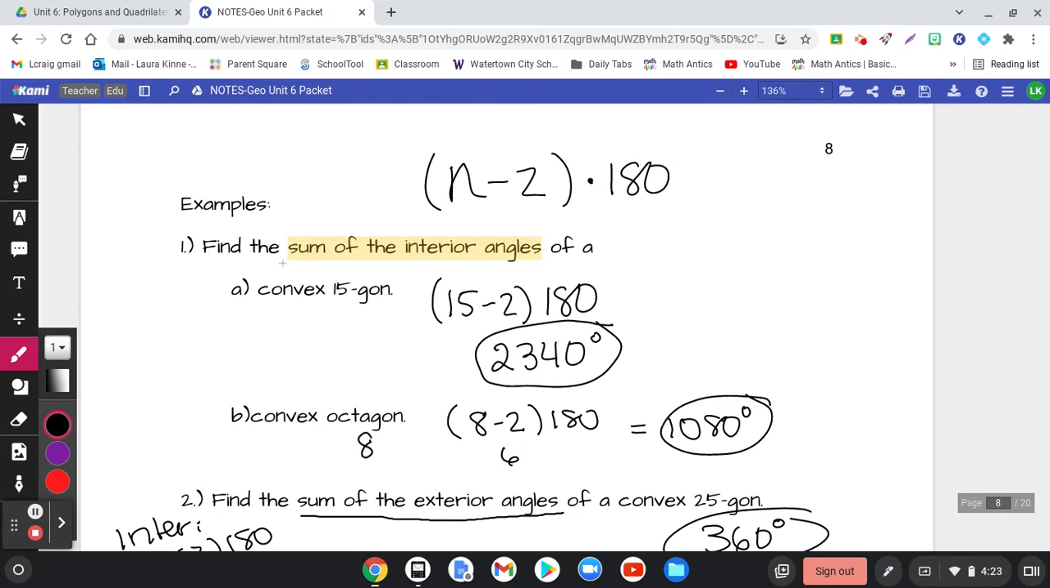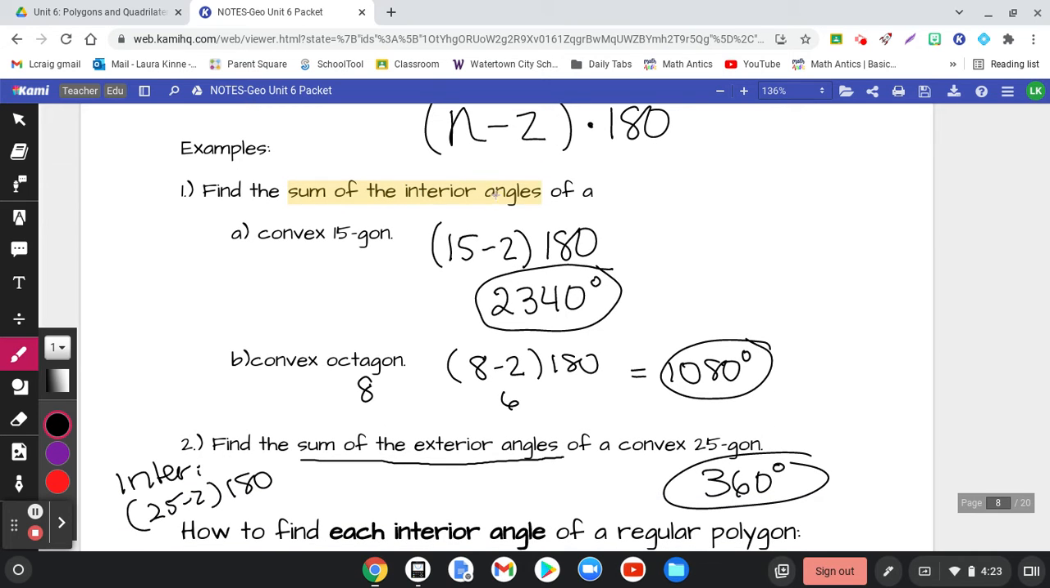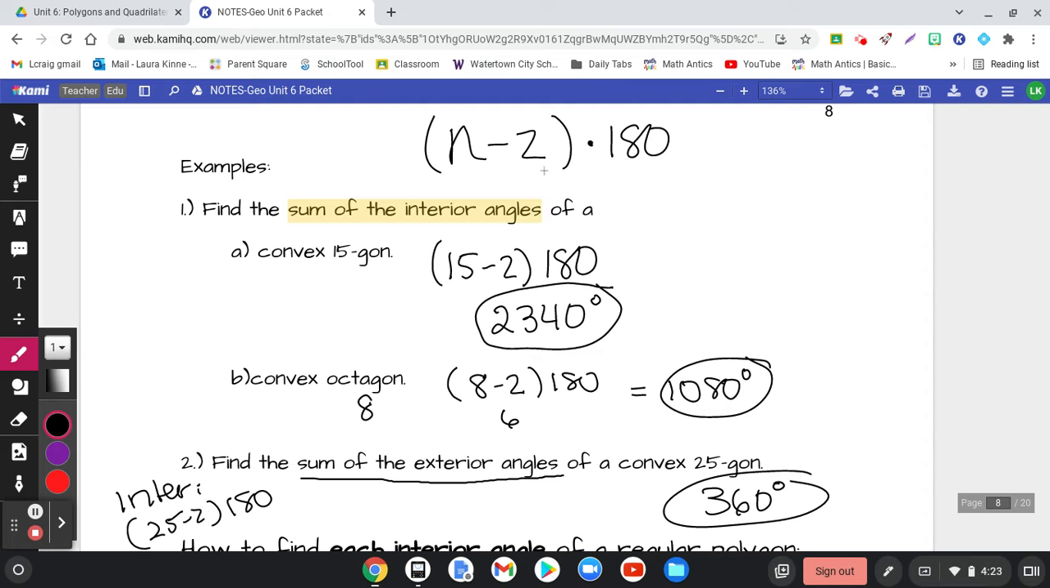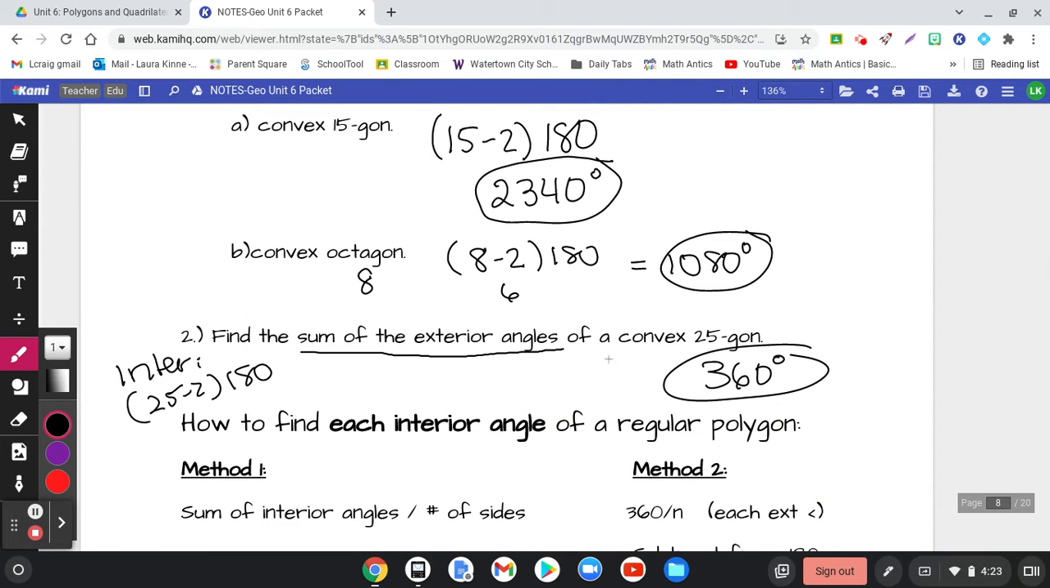I told you I was splitting this into two videos, so we are resuming where we were on page 8. To find the sum of the interior angles, what all the inside angles add up to, you just take the number of sides minus 2 times 180. For the exterior angles, they always add up to 360 degrees, which makes sense because you're going around the outside. It's a circle, 360 degrees.